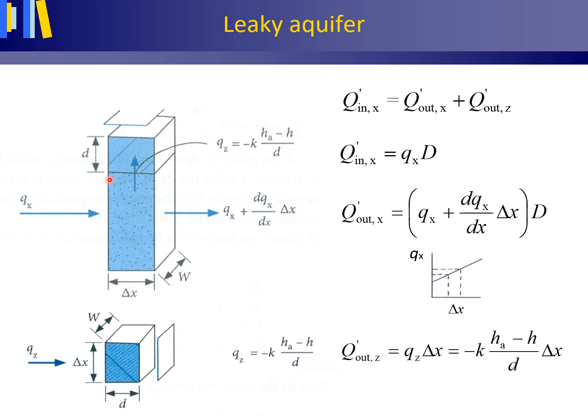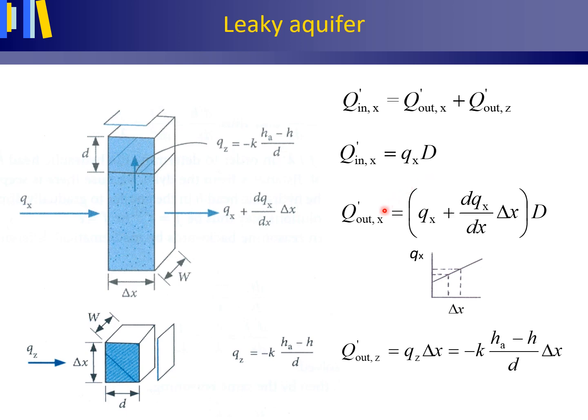The water balance for the aquifer part of this rectangle of the subsurface, using units of square meter per day, reads: the volume flux Q in the x direction equals the volume flux Q out in the x direction plus the volume flux Q out in the z direction. The volume flux Q in the x direction, square meter per day, equals the volume flux density Qx in the x direction, meter per day, times the depth d perpendicular to the groundwater flow, the depth d of the aquifer.